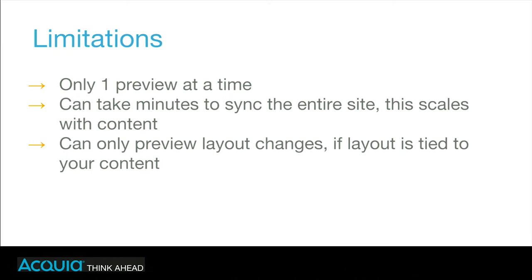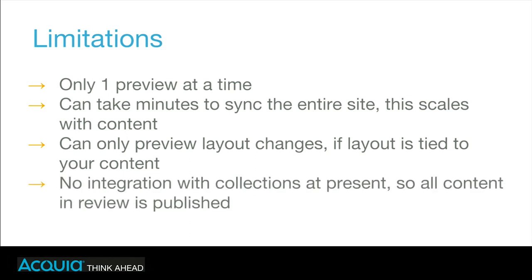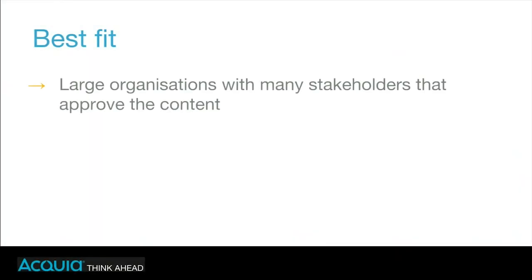And if you want to preview layout changes, this is where it gets a bit trickier. You need to tie your layout to your content. So if you have, for instance, a field on your node asking what layout option you want, 2-column or 3-column, then you'll need to make sure that's actually a field on the node. And I'd love to integrate with collections. I think that's going to be a much nicer way to do this rather than just bulk publishing everything in needs review. Instead, you just assign a revision to a collection and then you can preview the Budget 2015 collection.